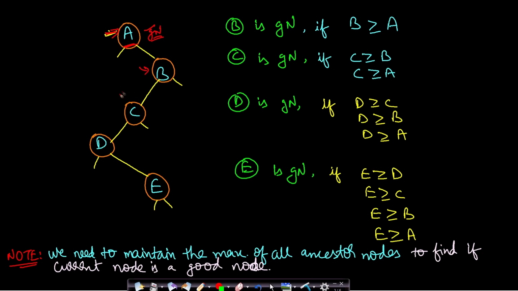What about this B? This B will be a good node only if the A to B path contains no node greater than B. That means what? B should be greater than or equal to A. This is the condition, right? If this is true, then B will be a good node, otherwise it won't be a good node. So it depends on the value of A. How to check if C is a good node or not? C will be a good node only if it is greater than or equal to all the nodes from the root node till this current node. So C must be greater than or equal to B and C must be greater than or equal to A. So if this condition is true, then C will be a good node, otherwise it won't be a good node.